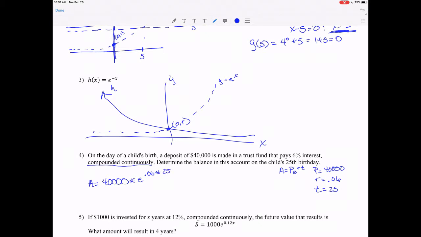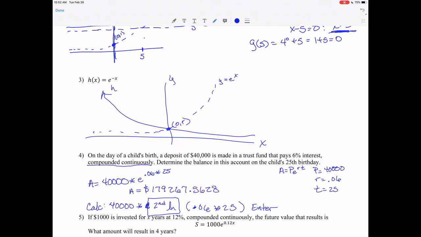Now, you are to use a graphing calculator, so a TI-80 whatever. The way you would enter this into your calculator is you would just enter your 40,000 times E, or actually what this is, it's second ln. That gets you your E, and it'll have an up arrow. It'll already come out with parentheses, and you do 0.06 times 25, close parentheses, and enter. And that'll give you your answer of A equals 179,267.5628.